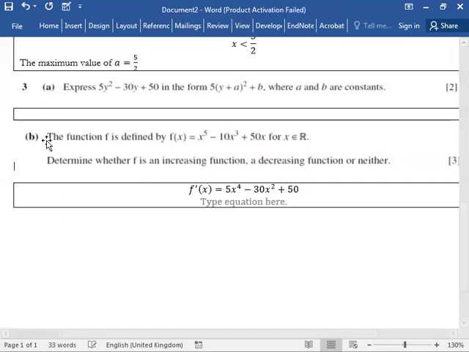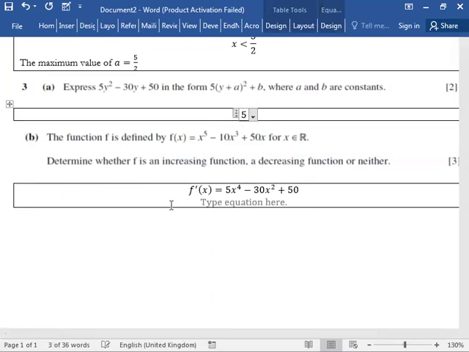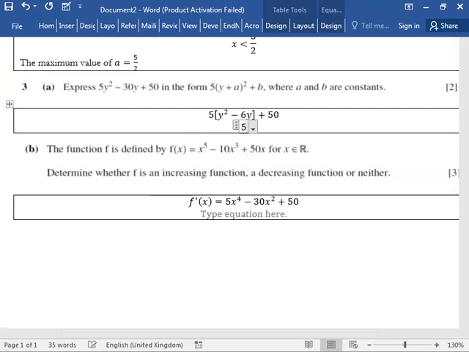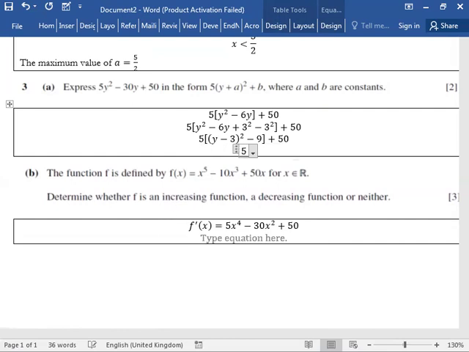You won't need it, but still, express this in completed square form. How do we do this? Take 5 common: 5 bracket y square minus 6y plus 50 outside, no problem, we can keep it inside too. Then y square minus 6y plus 3 square, plus 50, y minus 3 whole square. So 5 bracket y minus 3 whole square minus 45.